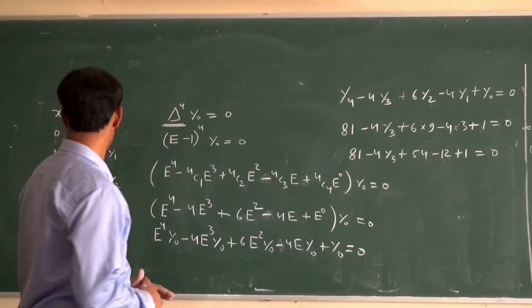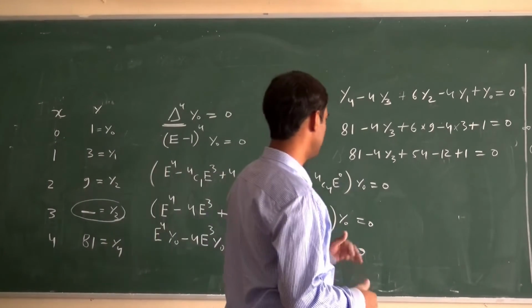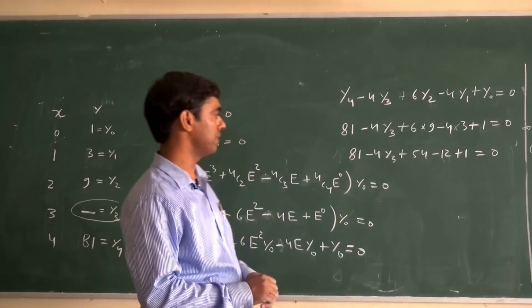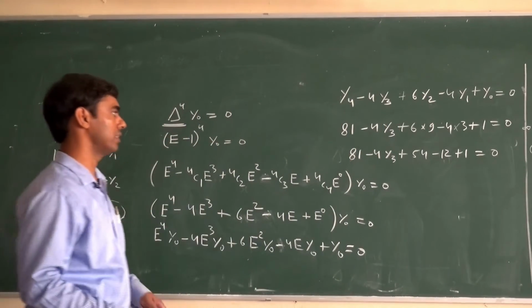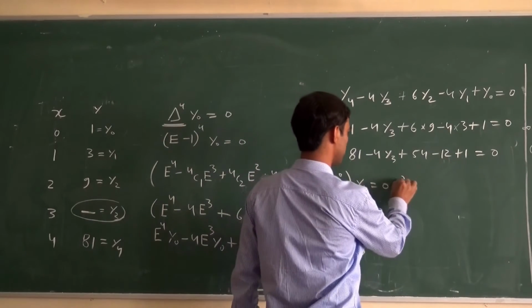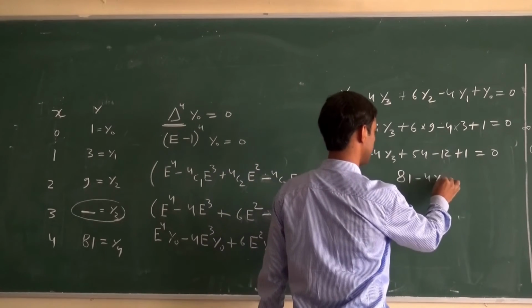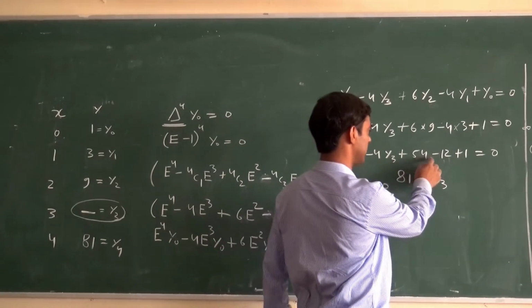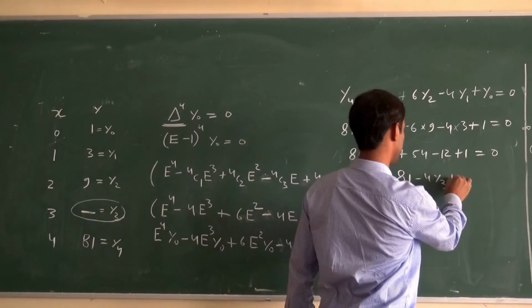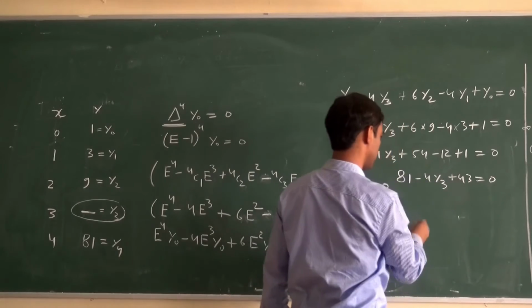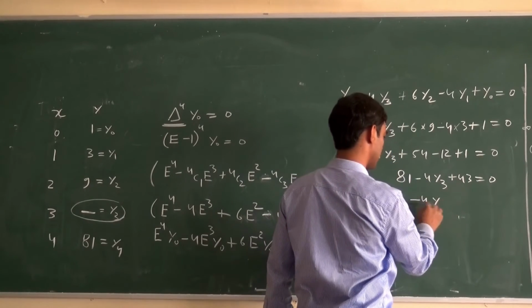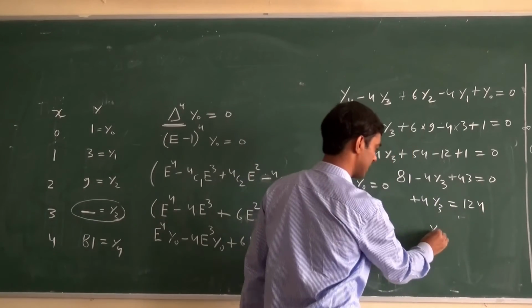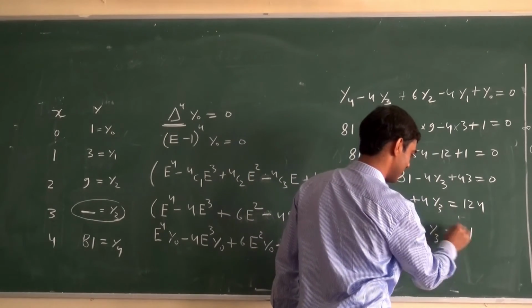Okay, so what is the value for this? 54 plus 1 is 55. 55 minus 12 becomes 43. So 81 plus 43 equals 124, minus 4y3 equals 0. Then 4y3 equals 124, and y3 equals 31.